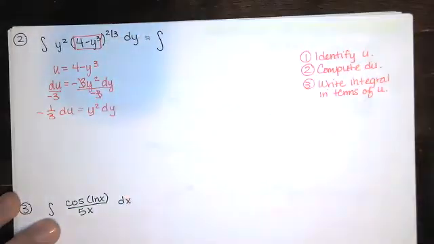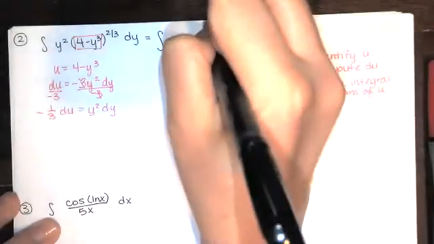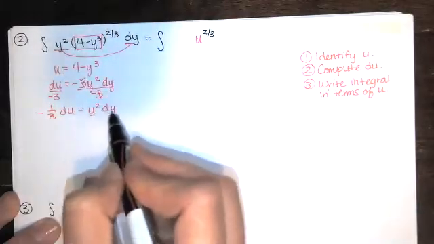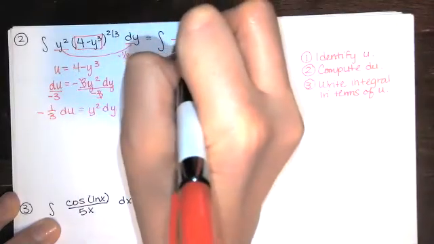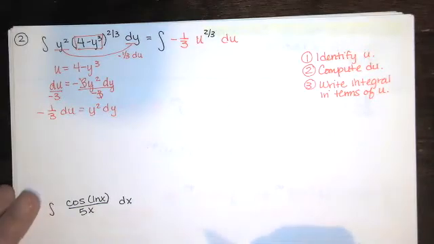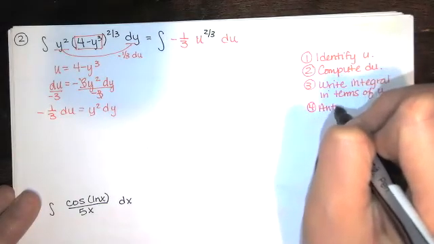Okay. So this part is a u to the 2/3 power. And this y squared times dy, that's negative 1/3 du. So I've got a negative 1/3 over here and a du over there. And then we say, do I have a rule for that? And yes, we do have a rule for that. So we will anti-differentiate.